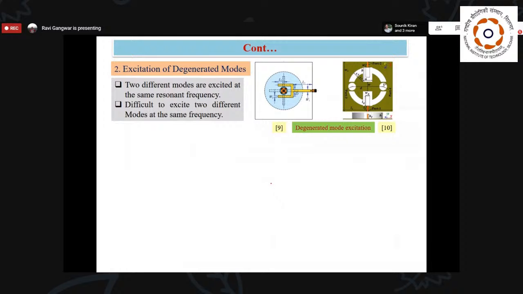Now, the second one is the excitation of the degenerate mode. Degenerate modes means two different modes which have the same resonant frequency. This concept is also very important and very useful, but it suffers from the difficulty of exciting two different modes at the same frequency. As we know, in the DRA everything is focused on the mode of excitation. So exciting degenerate modes inside the MIMO is one of the biggest challenges. If you are able to do it, in that condition we are able to get better MIMO performance.